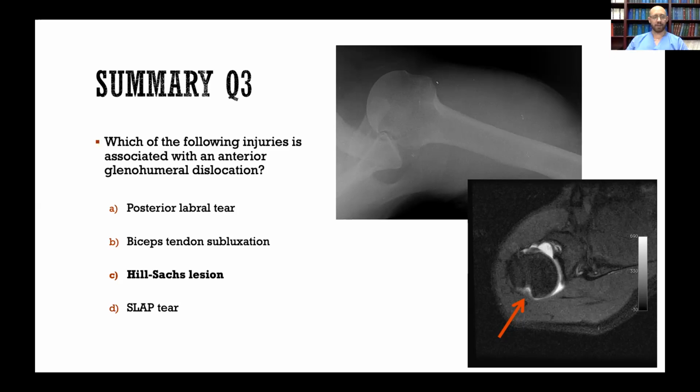And then, as Jeff mentioned before, after we get it reduced, we'll get an axillary view to confirm our reduction. You just have to be careful that when you're abducting the arm to get your axillary view, you don't redislocate it. So you just have to be gentle with your manipulation of the arm.